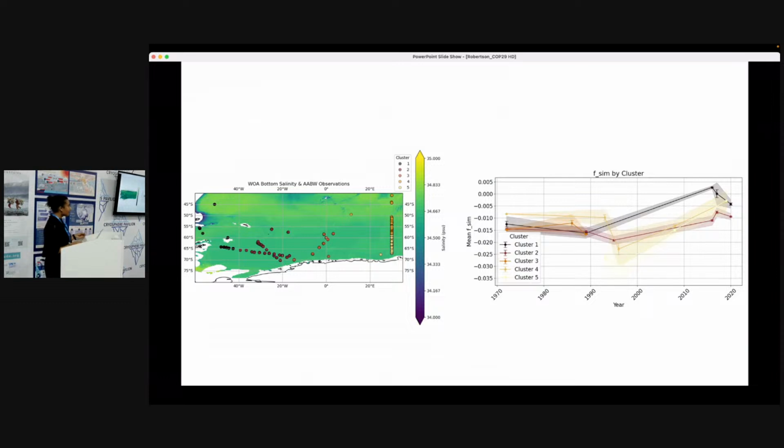So, looking at observations of Antarctic bottom water, I've broken them down into different regions, which are colored by different clusters on the map on the left, and in the time series on the right, showing the sea ice melt fraction that contributed to the Antarctic bottom water. And so what you see here is that over the past couple of decades, where we saw sea ice export decreasing, we also saw an increase in the sea ice melt fraction present in Antarctic bottom water.